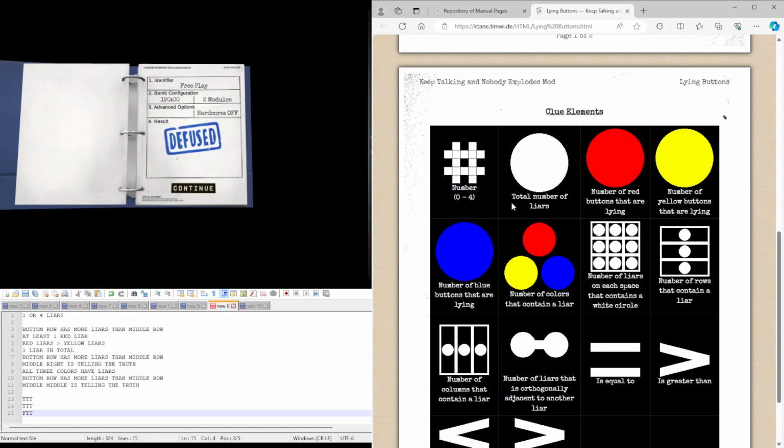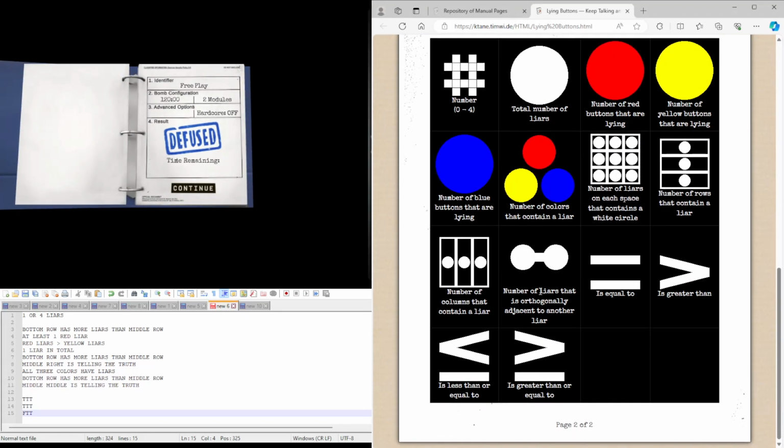The only one of these symbols we didn't actually have is this one here. Number of liars orthogonally adjacent to another liar, meaning for the middle one that would be the one above it, the one to the left of it, the one to the right of it, and the one below it. Which definitely could be a very helpful clue. If you don't know if 2 of them are lying or telling the truth, that one might tell you that one of them just is impossible to happen.